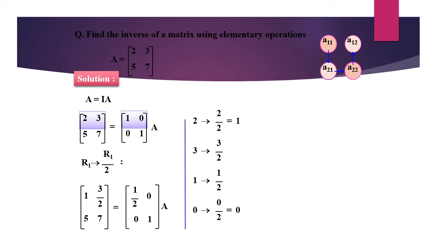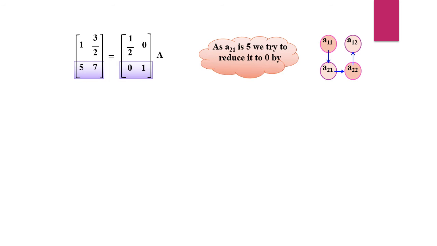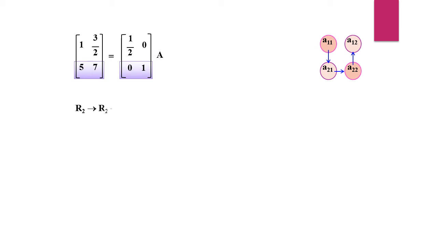So now in the second step we will apply the operation on the second row first element, that is 5, and we need to reduce that 5 into 0. So we apply the property R2 implies R2 minus 5R1.